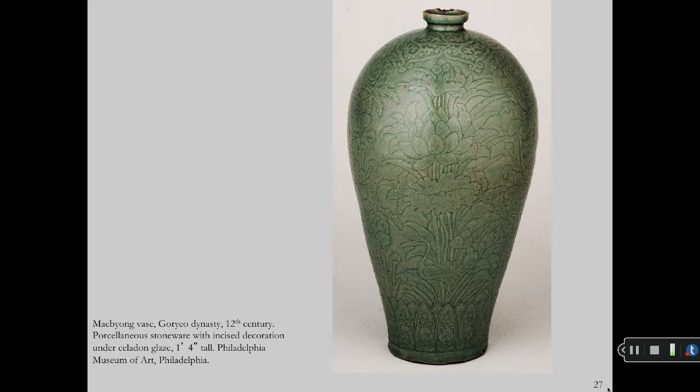This incised vase is from the Goryeo dynasty of the 12th century. Korean potters are credited with the celadon glaze, which is believed to detect poison.